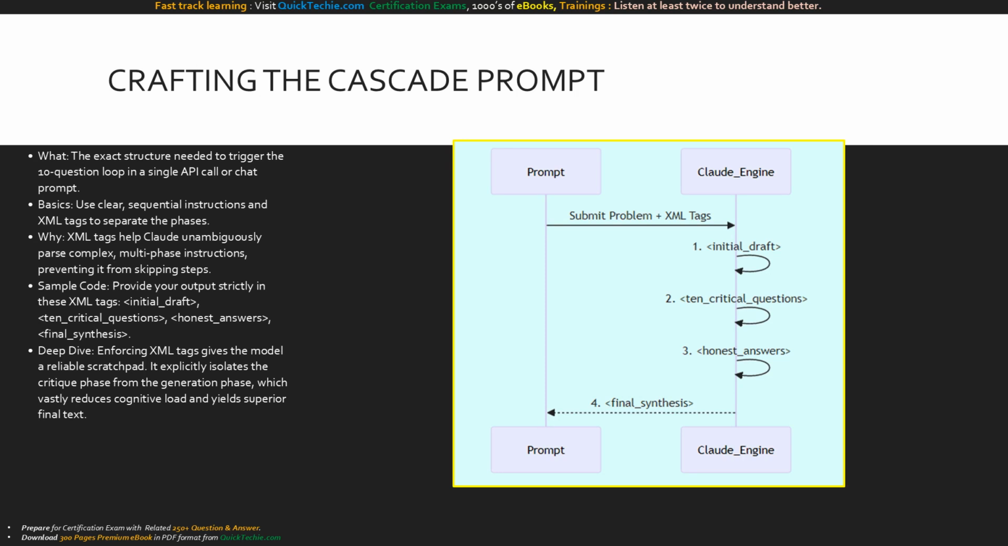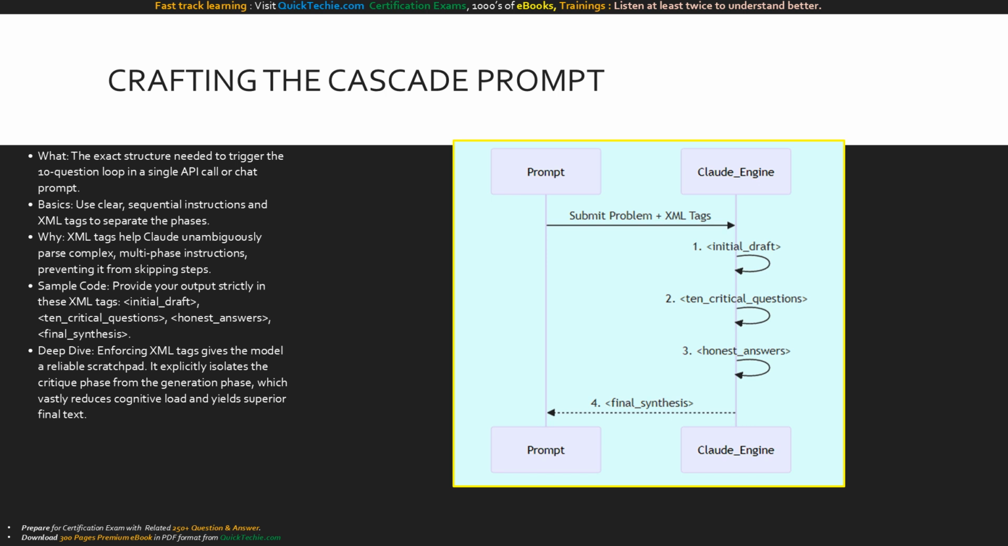How do we actually build this prompt? Crafting the cascade requires strict structural formatting. The best practice is to use XML tags to separate the phases. Why? Because XML tags help Claude unambiguously parse complex, multi-step instructions, ensuring it doesn't skip the self-interrogation phase.